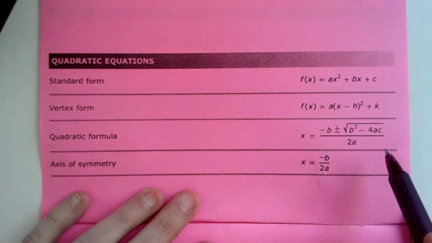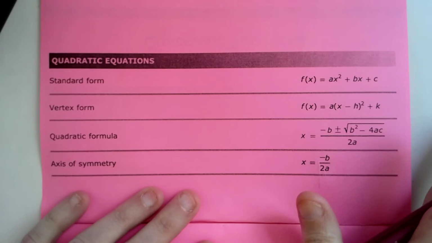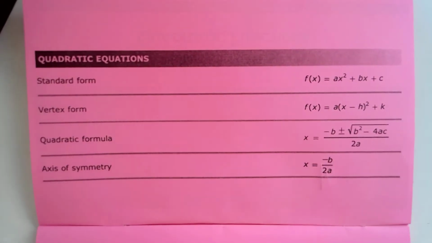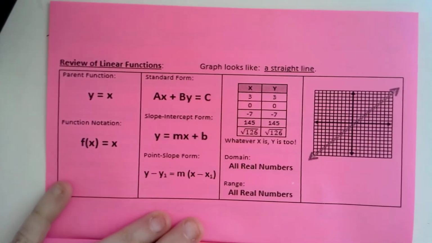The quadratic formula we're not going to use until unit 5. And the axis of symmetry we're going to talk about probably in a couple of days. Okay, so brief vocabulary. Let's briefly review linear functions, and then we'll do vocabulary in the next video.